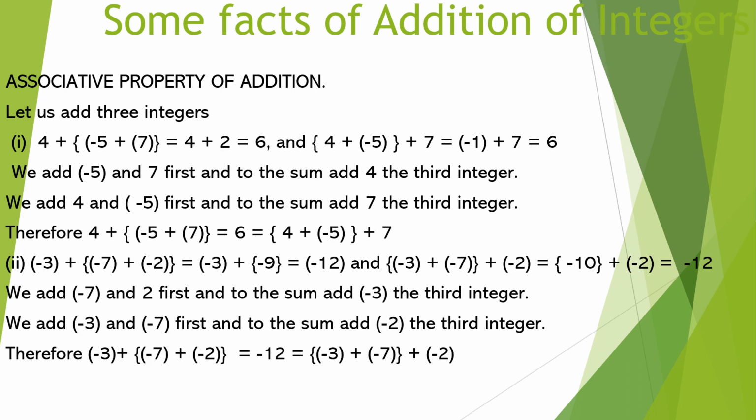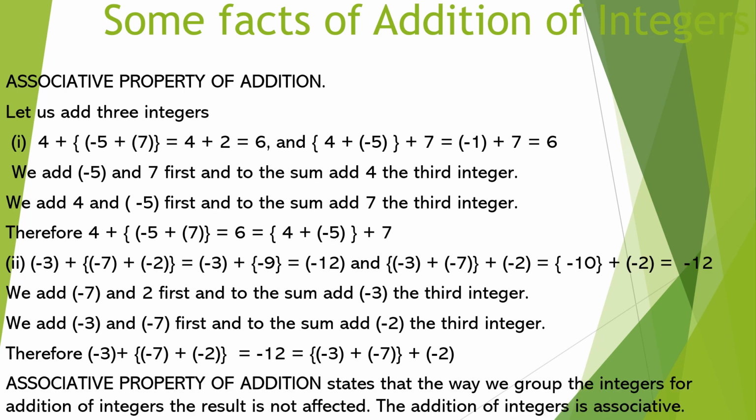Therefore, we see that minus 3 plus minus 7 plus negative 2 is equal to minus 12. And on the other side, we've clubbed minus 3 plus negative 7 plus the third integer minus 2. The associative property of addition states that the way we group the integers for addition, the result is not affected. The addition of integers is associative.